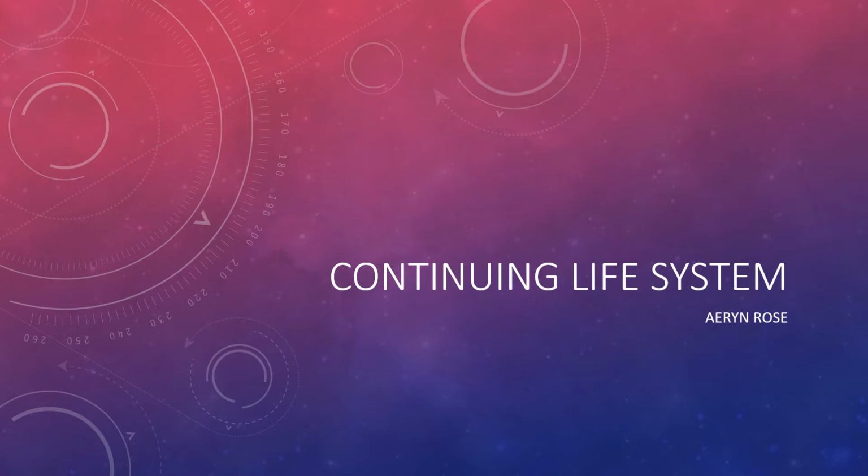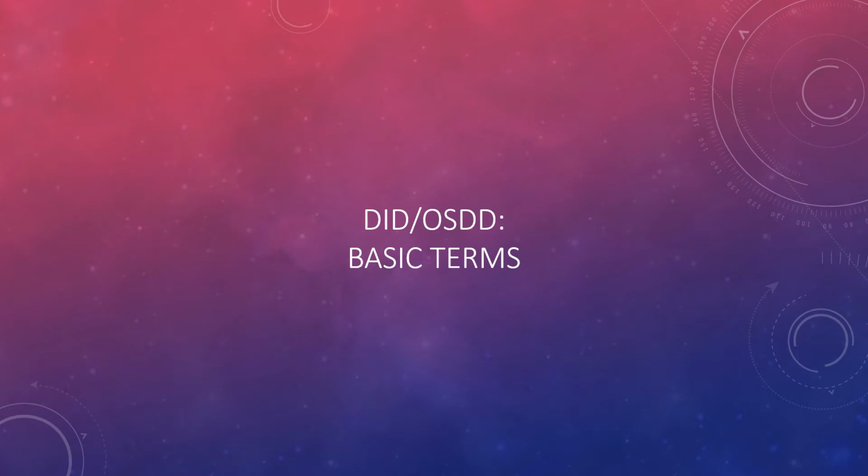I am Lena Lilith, and today we're going to be going over some of the basic terms that are associated with DID and OSDD. Now, for those of you who are new to our channel or to our mini-series, DID stands for Dissociative Identity Disorder, and OSDD stands for Otherwise Specified Dissociative Disorder.